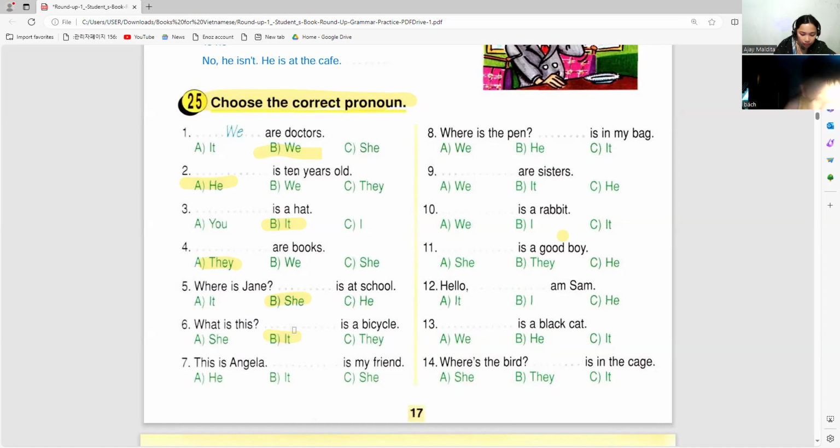This is Angela. Angela, she is my friend. Okay, she is my friend. That's right, number seven. Number eight, what's your answer? Where is Japan? It is in my bag. That's right, number nine.